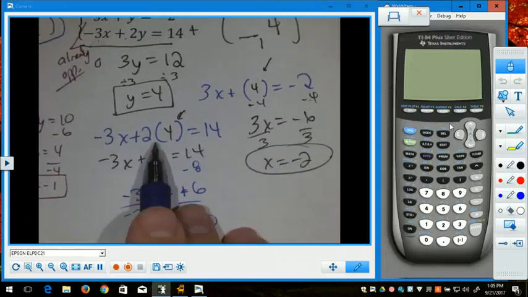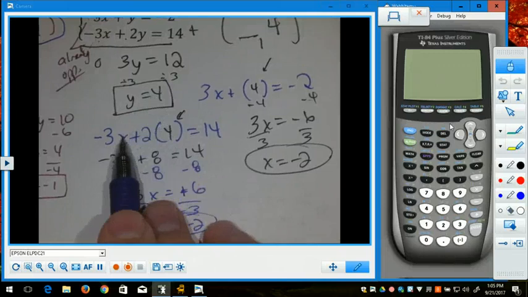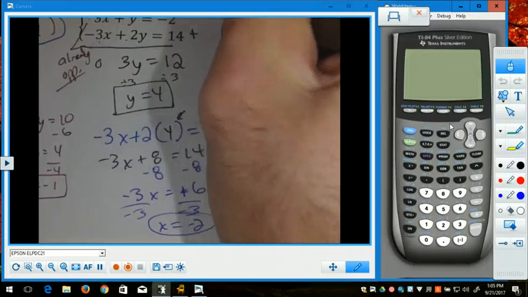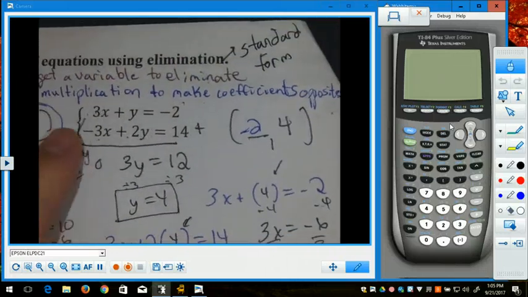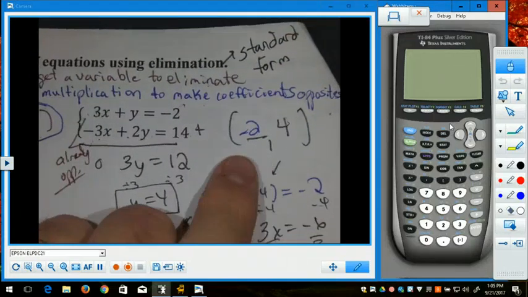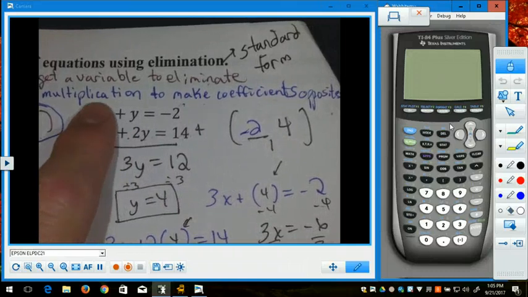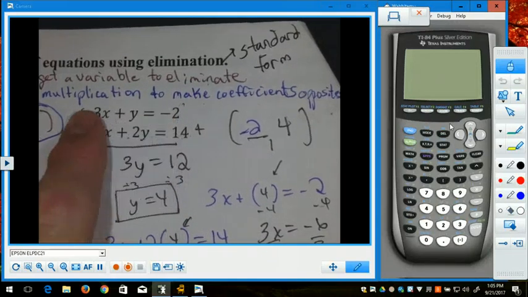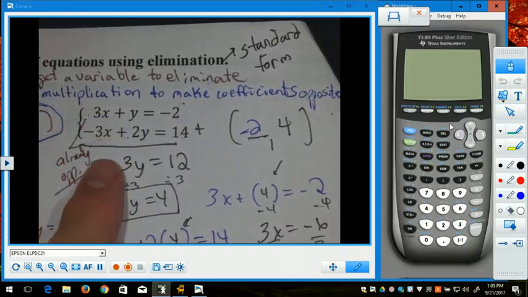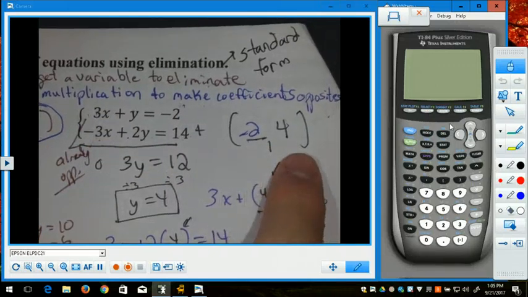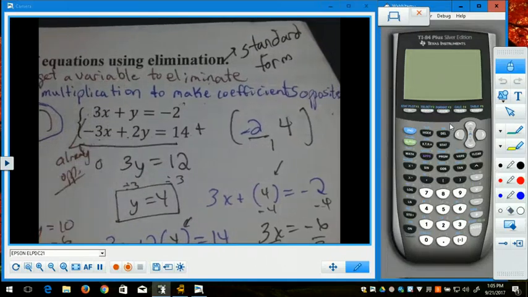So I know that y was 4, that's correct, and that when I plugged it in, I got the same answer for both x's. So the solution to this particular system right here is -2, 4. If we were to graph these, either using x and y intercepts, for these two lines, they would intersect at the point -2, 4. That is the values of x and y that make both equations true.